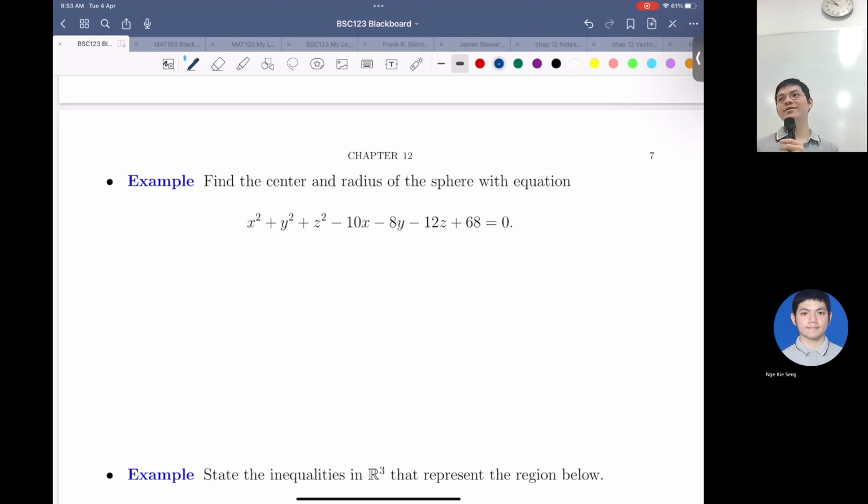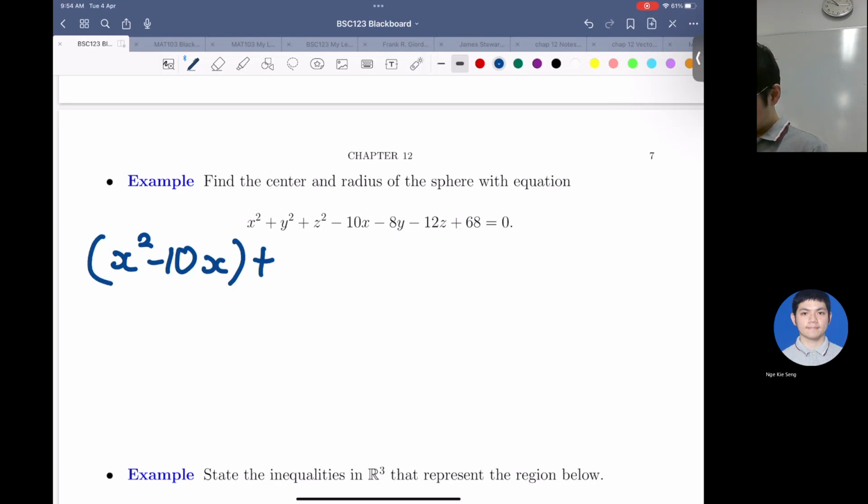Okay, let's try to do this. This is a similar technique you need for conic sections also. Try to find the center and radius of this sphere here. After this, we will take a break. Finish this, then we take a break. I'll give you 3 minutes.